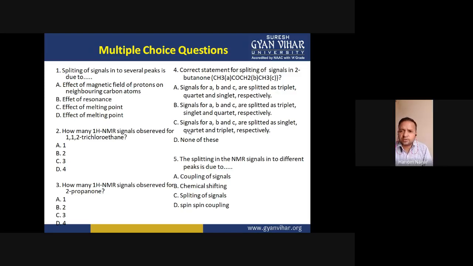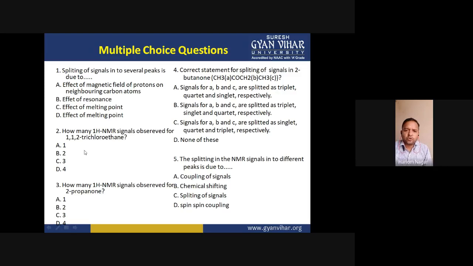Sorry, some options are there by mistake. So the splitting of a signal into several peaks is actually due to the effect of magnetic field of protons on neighboring carbon atoms. Because the spinning of neighboring atoms creates a magnetic field which affects the magnetic field of the nucleus for which this signal appeared.